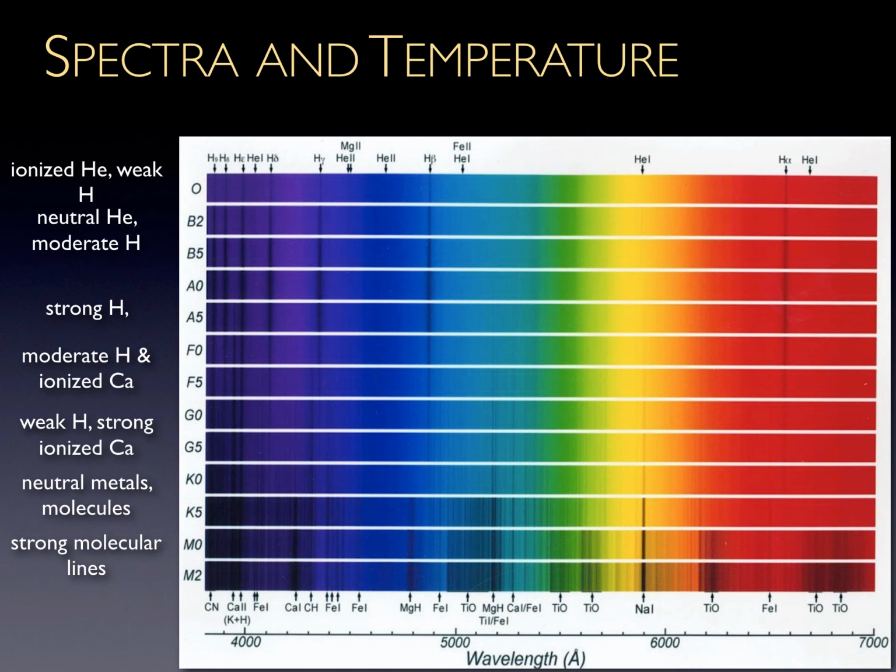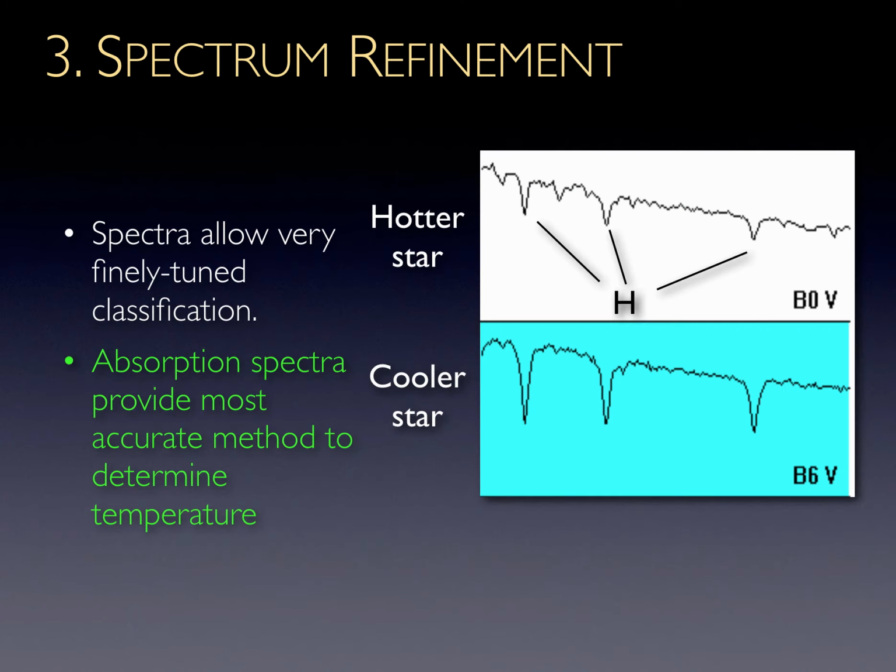Shown here are spectra of different stellar classes. The hottest stars tend to show fewer and weaker absorption lines. Cooler stars show many absorption lines. Some lines are very strong. Shown here is a comparison of the spectra of a B0 star and a B6 star. Both show hydrogen absorption lines, but the B6 star, a cooler star, shows stronger absorption.